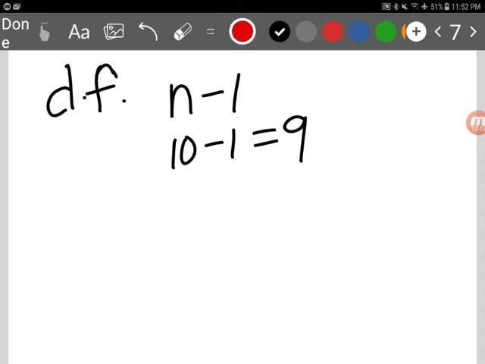We are using a T distribution and not a Z distribution because we do not know the population standard deviation. So because we do not know the population standard deviation, we are using a T distribution. Very important that you know that.